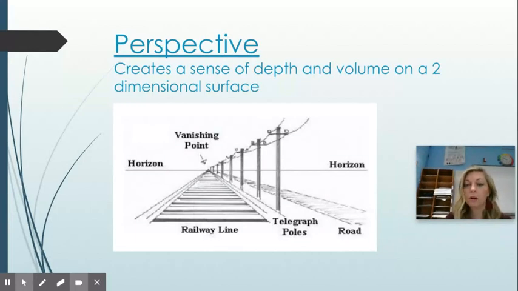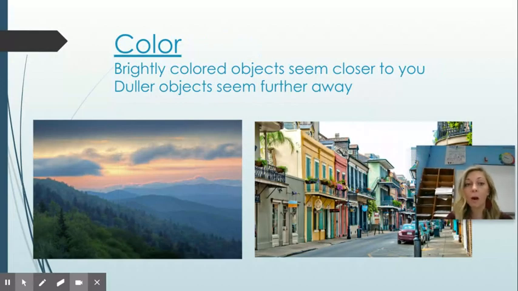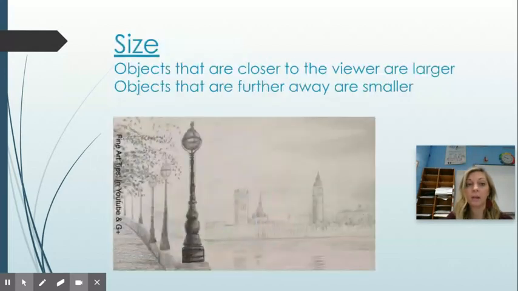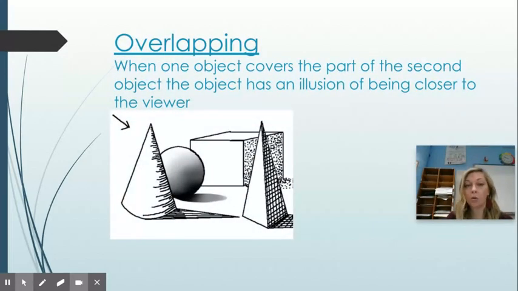Okay, so those are our 6, guys. In the handout, you're going to have a square for each. Your goal is to show me perspective on one, color on another, detail, placement, size, and overlapping. Obviously, for color, you're going to actually need color. That could be colored pencil, it could be crayon if that's what you have, whatever.